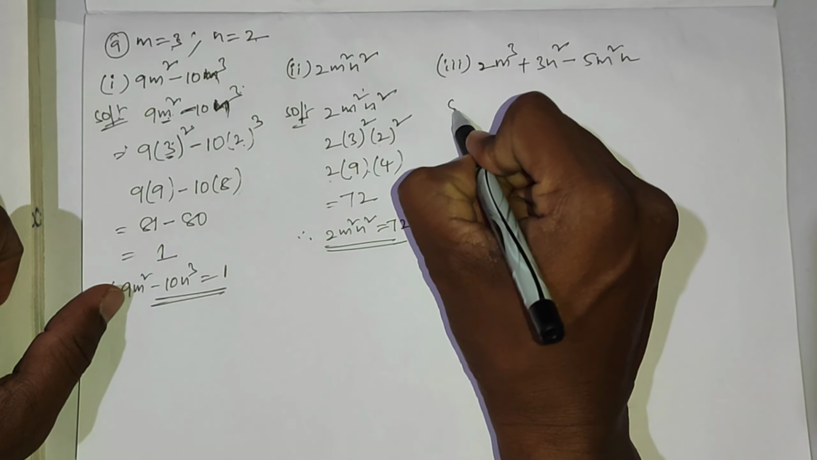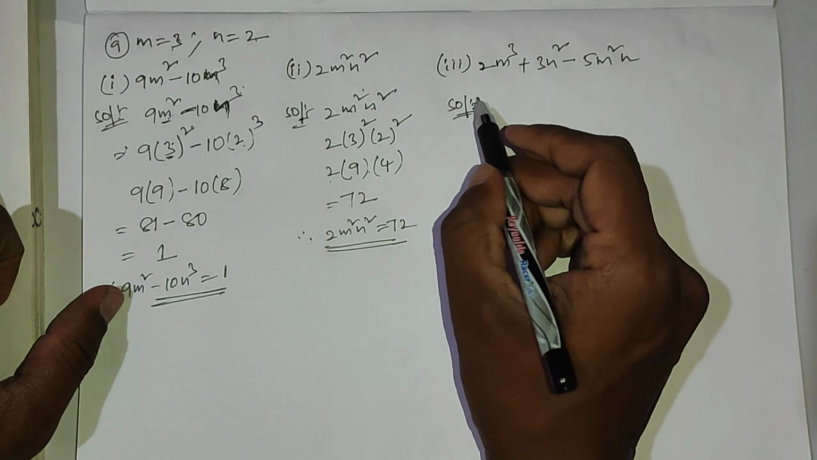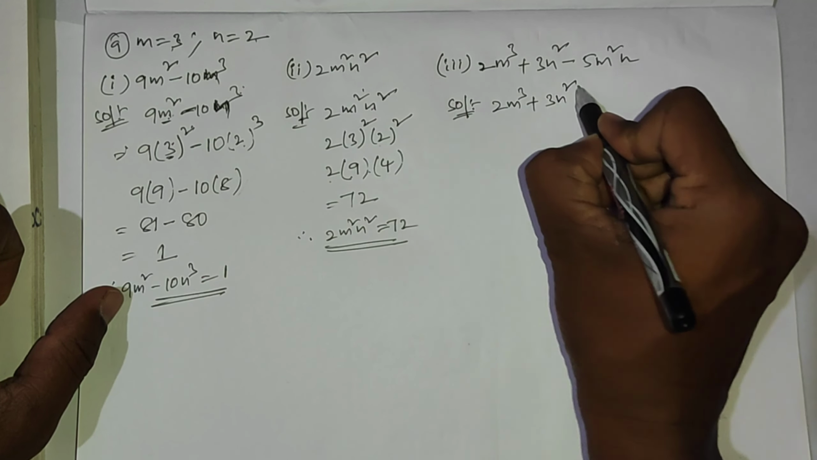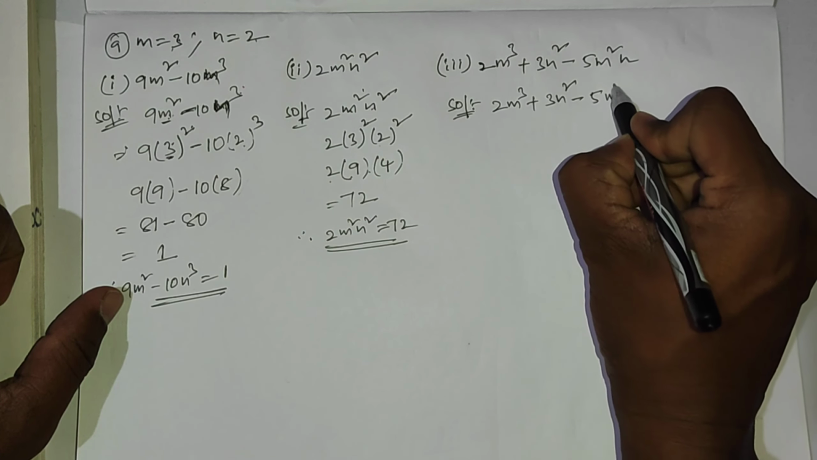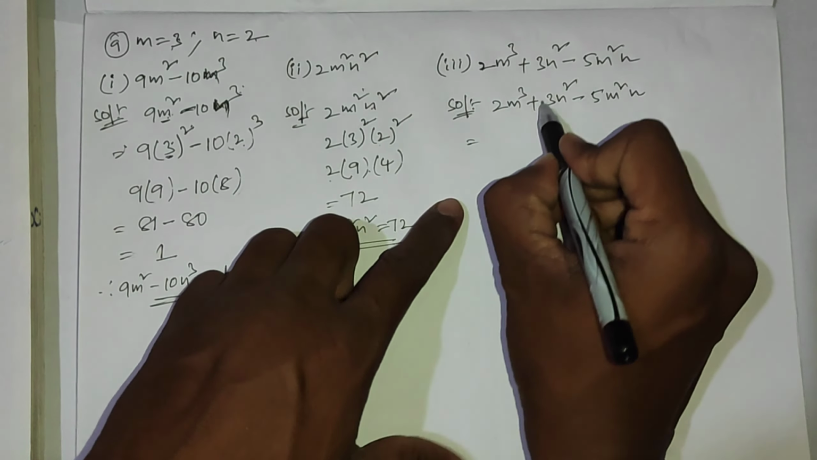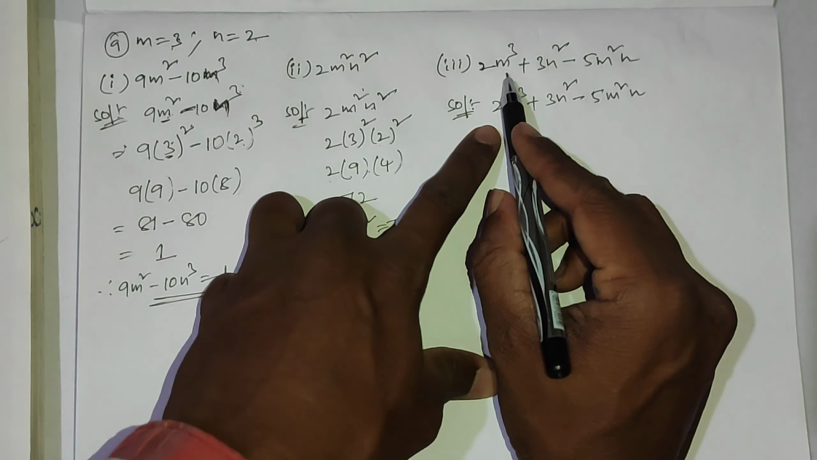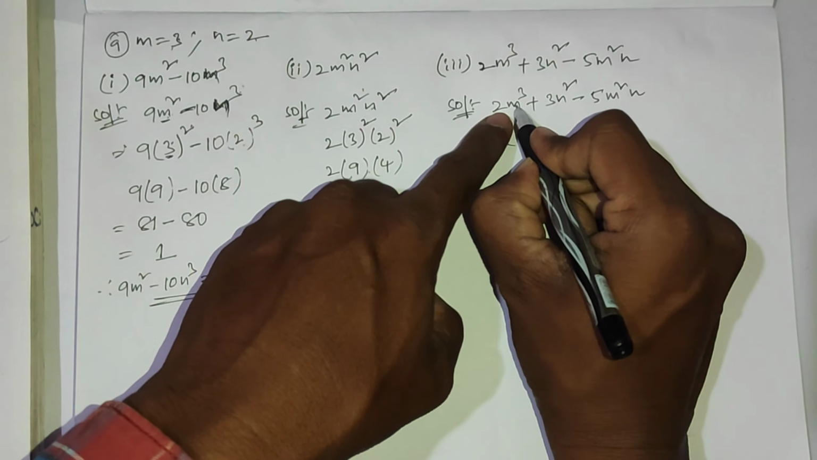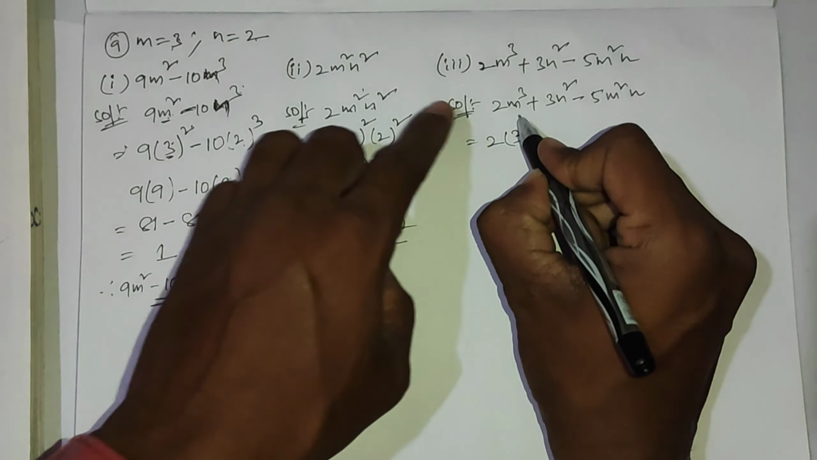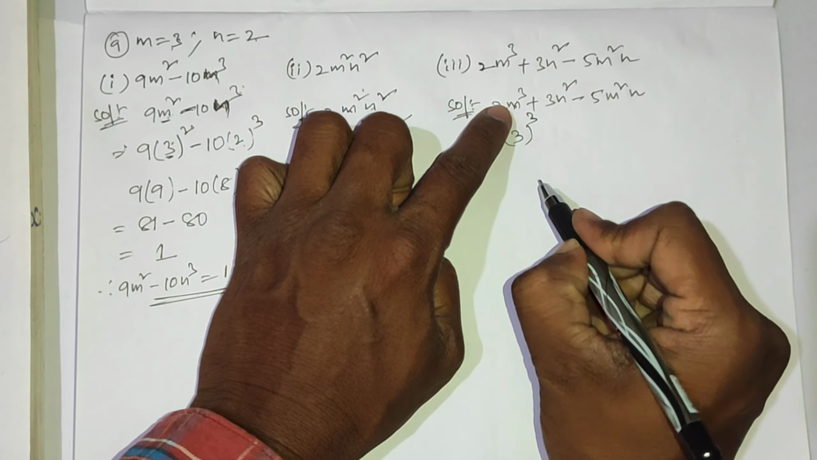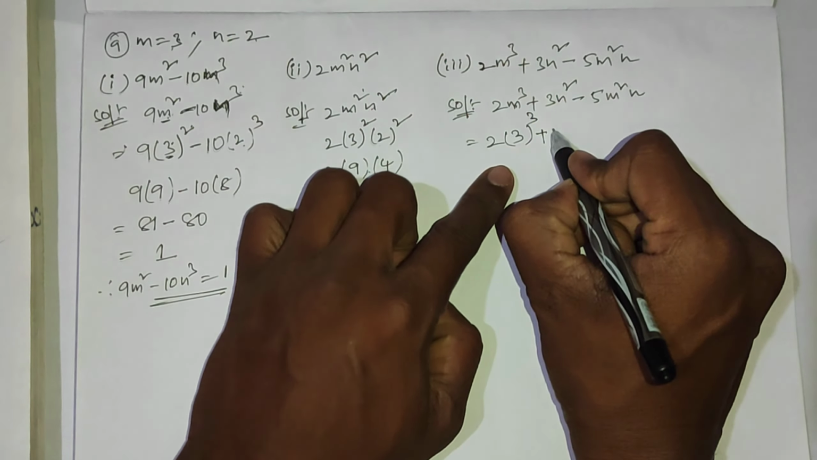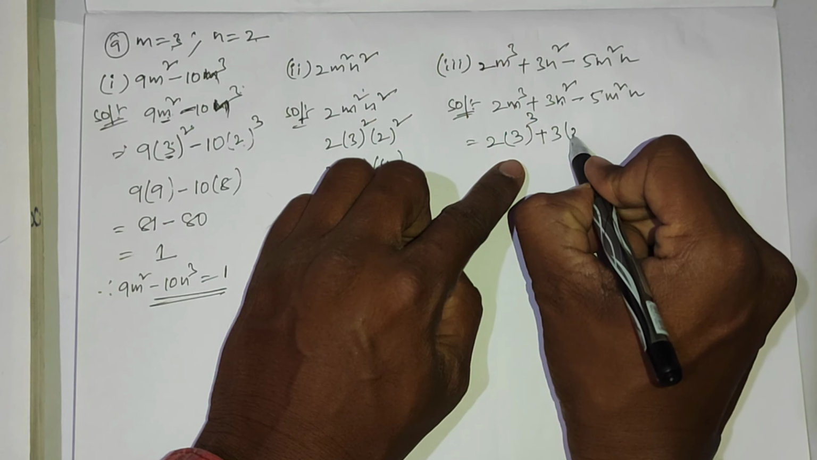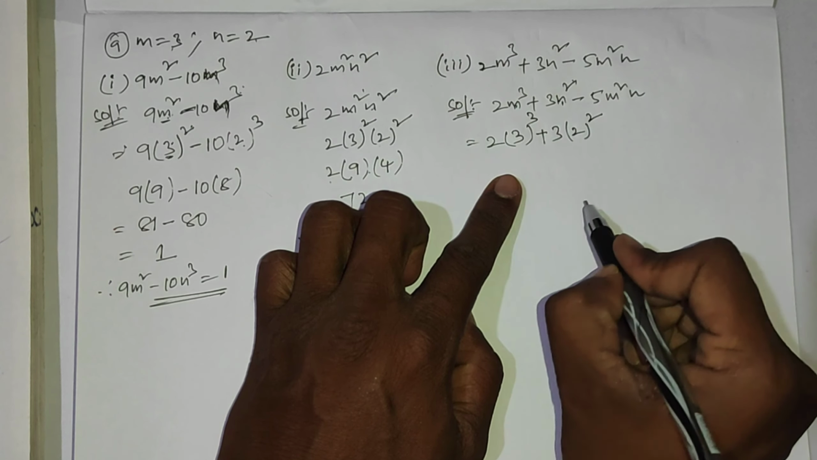Now third one. What is the third one? 2m cube plus 3n square minus 5m square n. So it is somewhat lengthy, but it is easy only. We just have to replace the values. So 2 into m value given here, 3. Now here m having cube, yes, I am writing cube as it is. Plus 3 into n square. N value given as 2. In the place of n replacing 2, and n having square, so writing as it is.